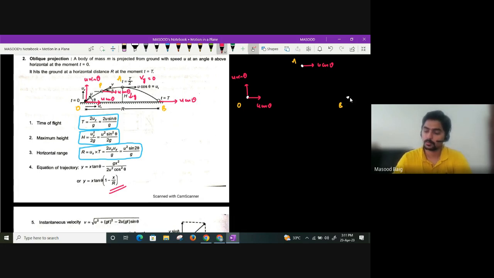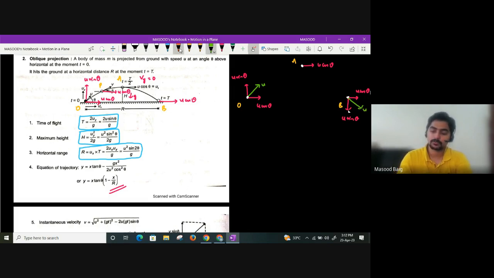will the horizontal component change? Never. The horizontal component will remain the same. Now, what will happen to the vertical component? In the vertical direction, with whatever speed it is being projected, it is going to hit back with the same speed, but in the opposite direction, guys. So what we can take here, our speed is u. Here also our speed will be u only.